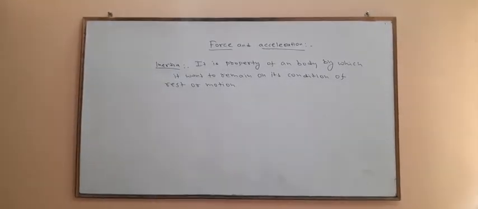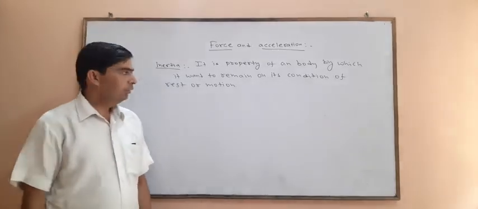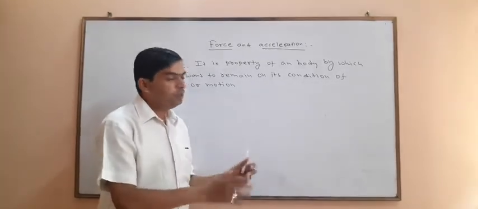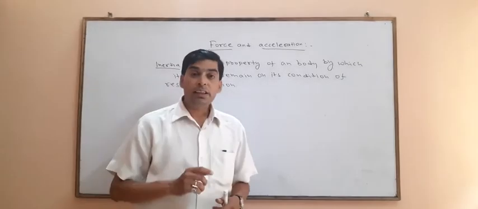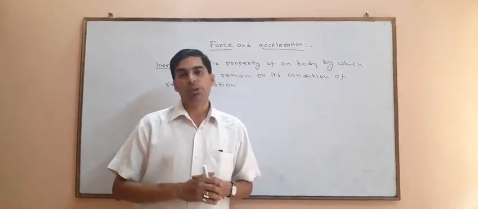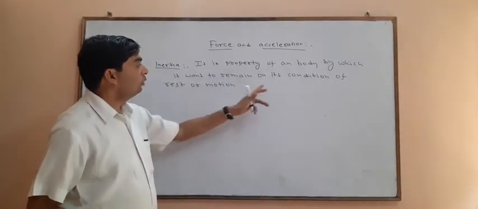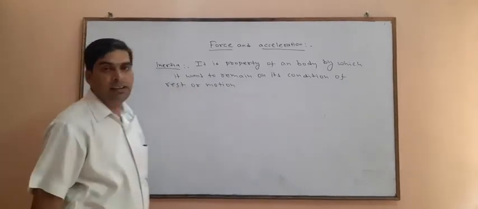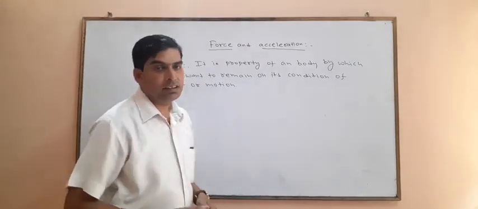Suppose we are talking about this board itself. We have hung this board and the board is at rest and it wants to remain at rest. Just like the celestial bodies, they are in motion, they want to be in motion. So that property of a body by which it wants to remain in the condition of rest or motion is termed as inertia.